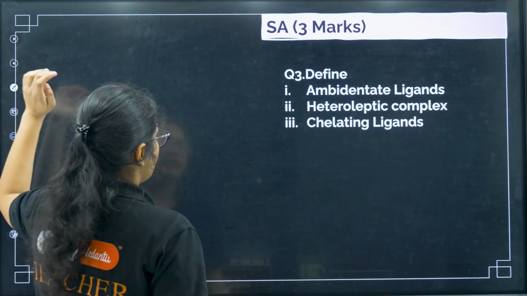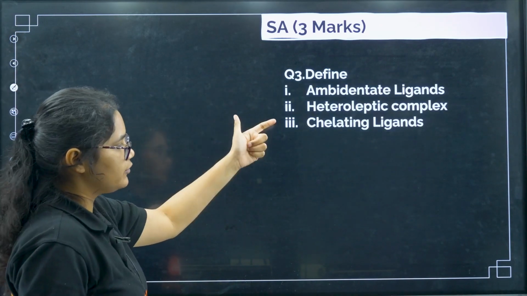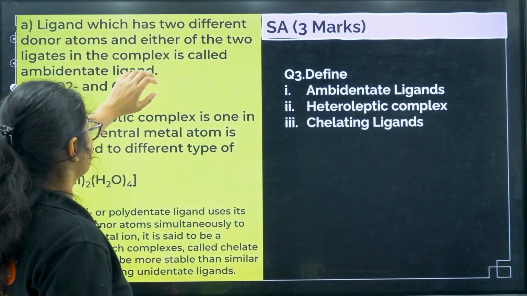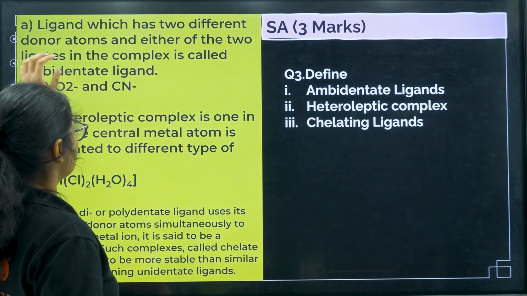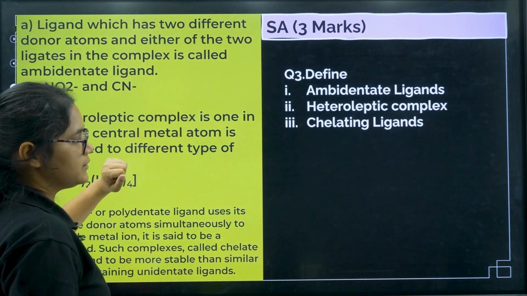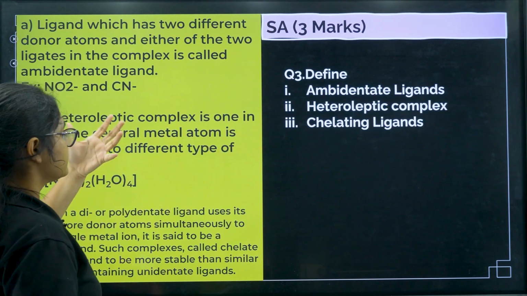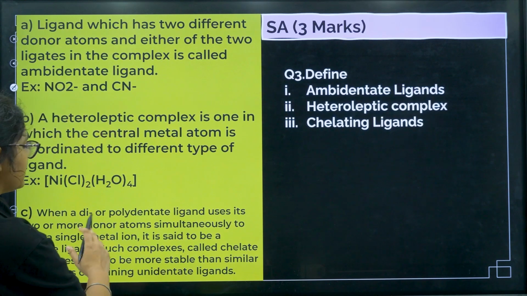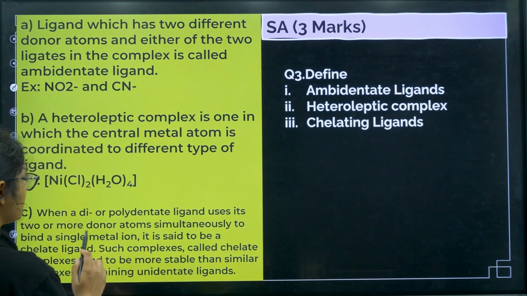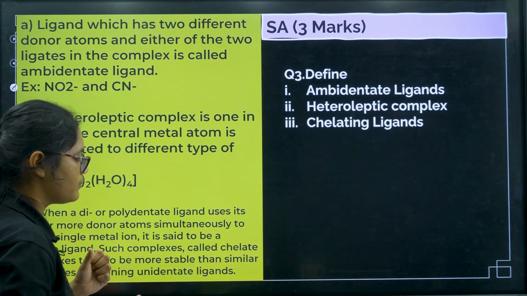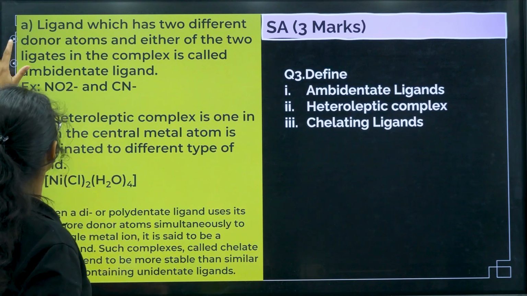Okay, next, definitions: ambidentate, heteroleptic and chelating ligands. Ambidentate ligands are those ligands which have two donor sites, but only one of them will bind to the metal at one time. Examples are NO2 minus and CN minus. Heteroleptic means more than one type of ligand is present in the complex. A chelating ligand is when a di- or polydentate ligand uses its two or more donor atoms simultaneously to bind to a single metal. They generally form cyclic complexes and are very stable.